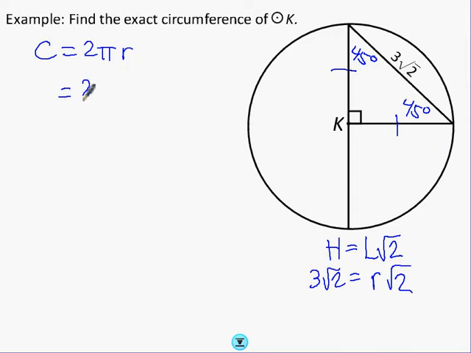So the circumference is 2 pi times the radius, which is 3. They want the exact circumference. Well, boys and girls, the exact circumference is 6 pi. Do not approximate this, or you will no longer have the exact circumference.